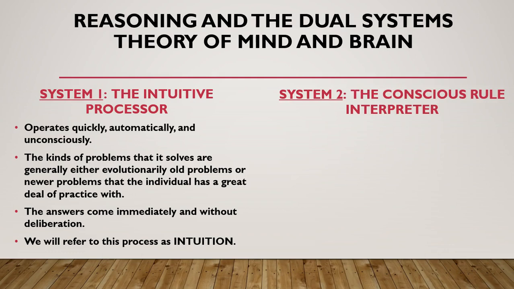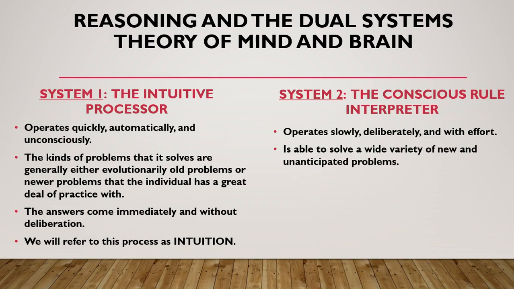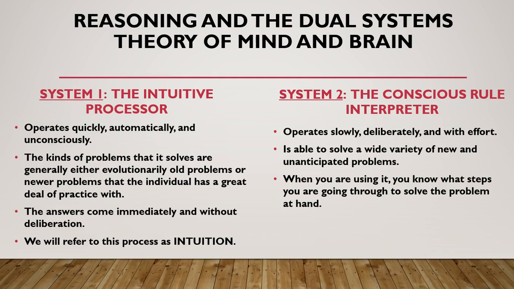And then there's system two, the conscious rule interpreter. This one operates slowly, deliberately, and with effort. Is able to solve a wide variety of new and unanticipated problems. These sorts of problems aren't hardwired into us, and we don't get a quick answer like we would with the intuitive processor. When you're using it, you know what steps you're going through to solve the problem at hand. We're going to refer to this process as reasoning.